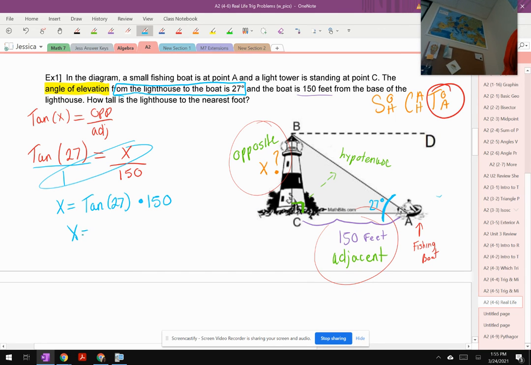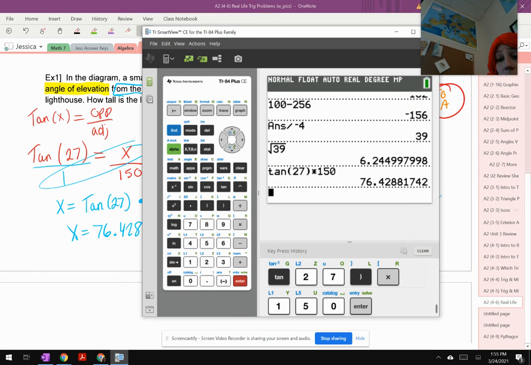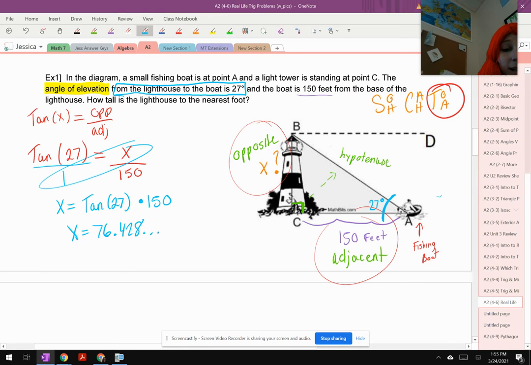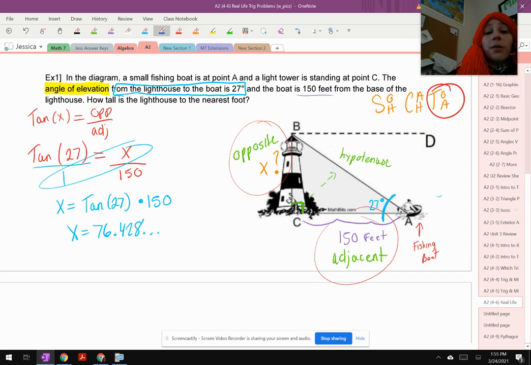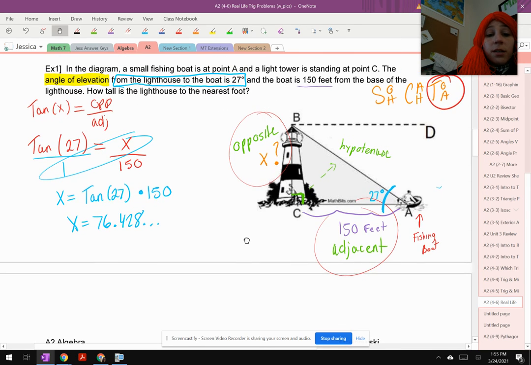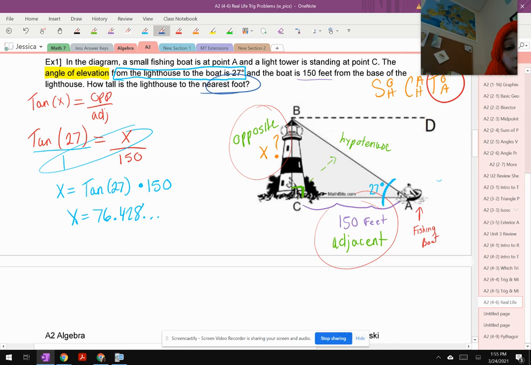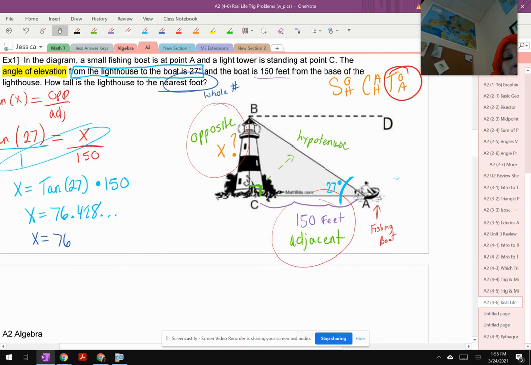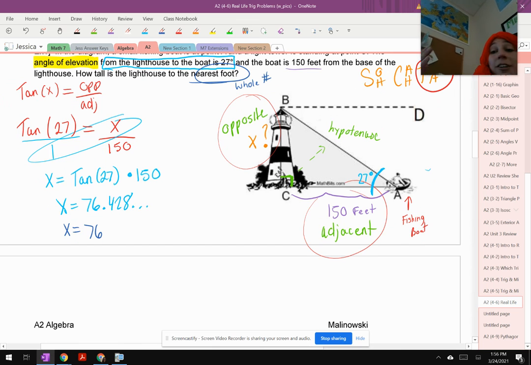So X is equal to 76.428, double check, yes, dot, dot, dot. So now, last but not least, the lighthouse to the nearest foot, which would be 76, foot means whole number. So, just again, making sure that you're writing a little answer sentence, because we're not just talking about side lengths anymore. We're talking about a distance. We're talking about how far or how tall this lighthouse is.